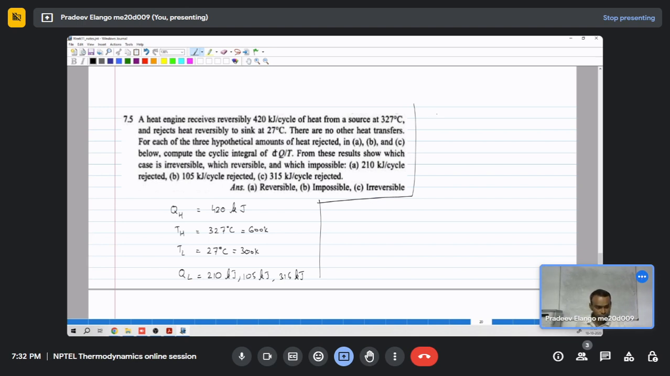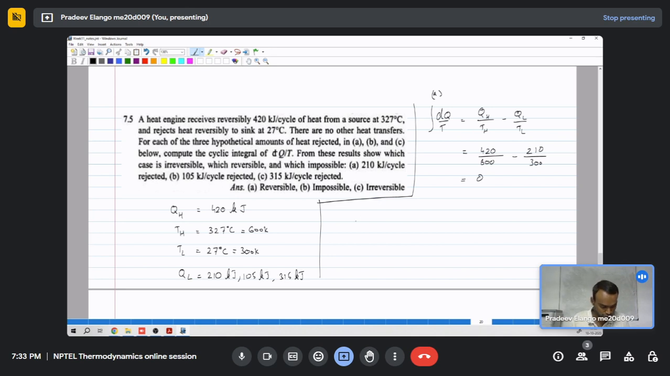So now we can find the cyclic integral of dq by T, and that will be, for the first case, qh by th minus ql by tl. So qh is 420 by TH is 600 minus QL, which for the first case is given as 210, by TL is 300. So can you calculate this? So it's coming 0, sir. 0. So now this means it is a reversible cycle.